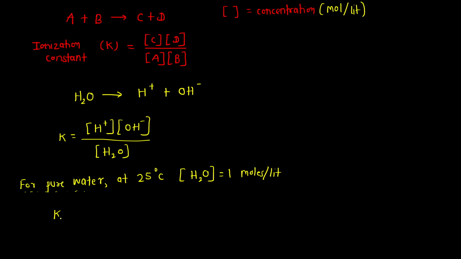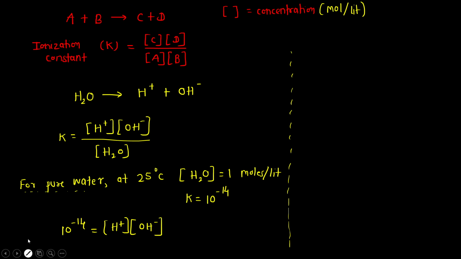Now substitute here. One more thing: at this temperature, 25 degrees centigrade, and for pure water, there is one more value we have to take, that is the value of the ionization constant, which is 10 to the power minus 14. Now substitute everything. So 10 to the power minus 14 is equal to concentration of H plus into concentration of OH minus.